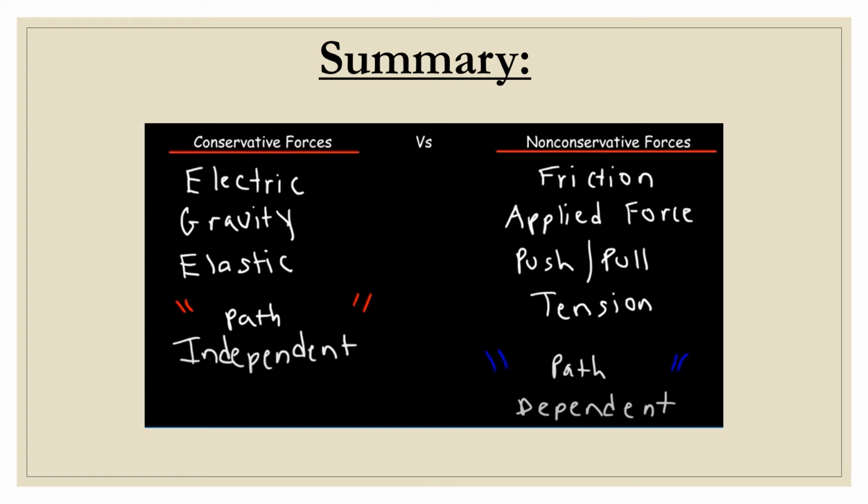They don't depend on the path taken. They are constant quantities. Gravity also is a constant quantity. Elastic is a constant quantity. It does not depend on the path taken. Therefore, it's called a conservative force. Let's go to the next slide.